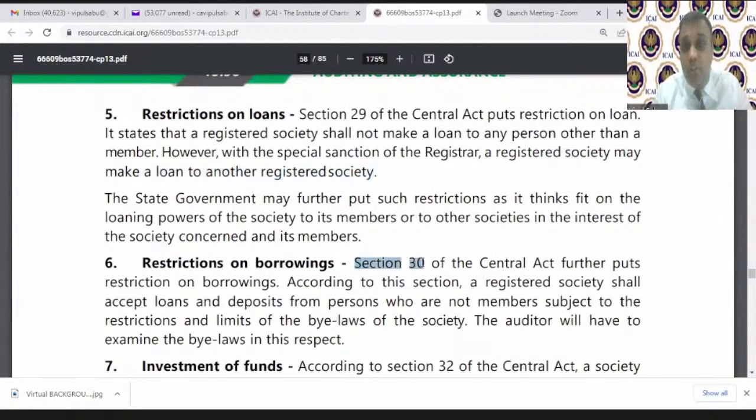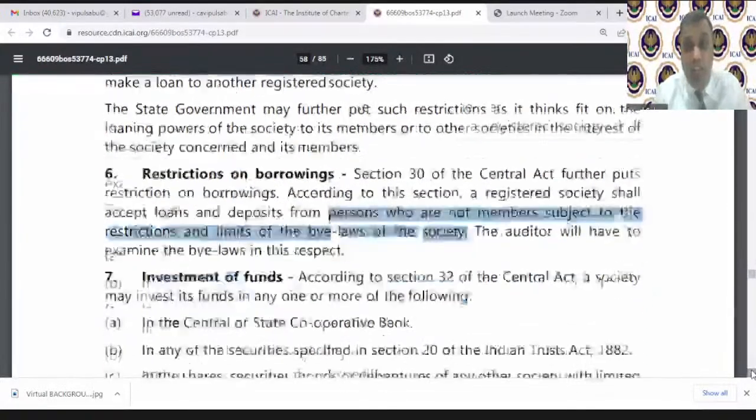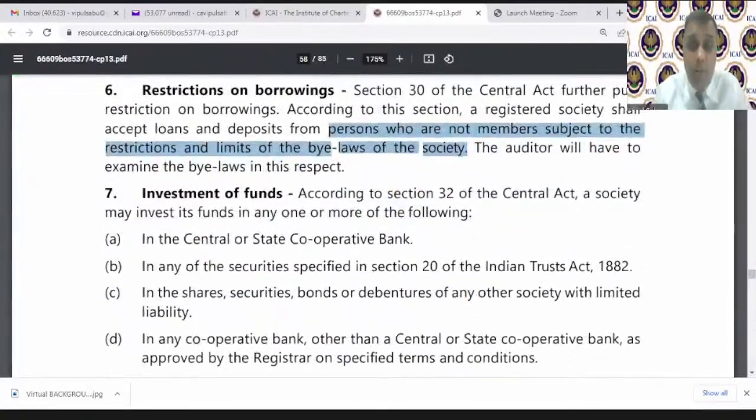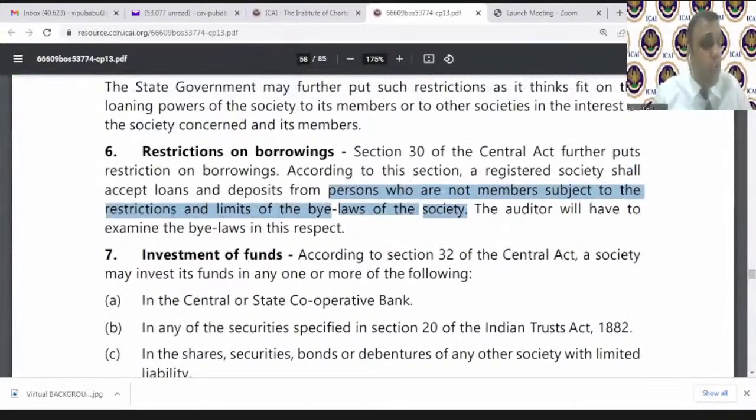Section 30 is restriction on borrowings. A registered society shall accept loans and deposits from persons who are not members subject to the bylaws of the society. So whatever bylaws the society has made for accepting borrowings from outside, the auditor has to check those bylaws.